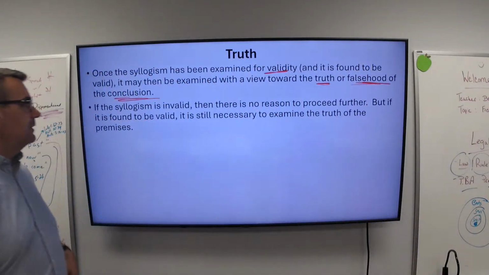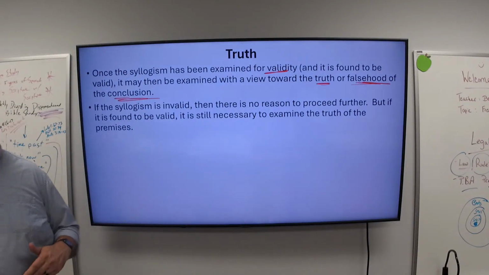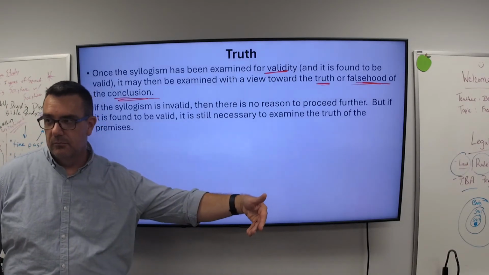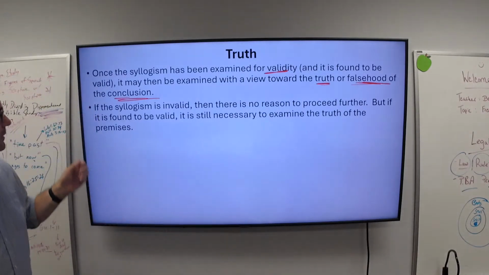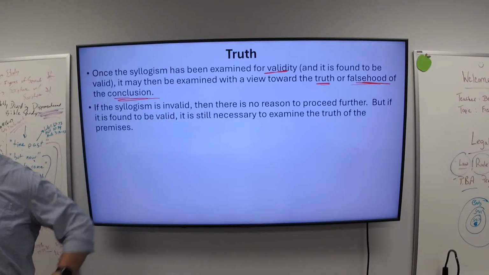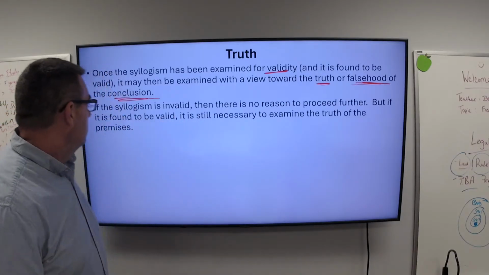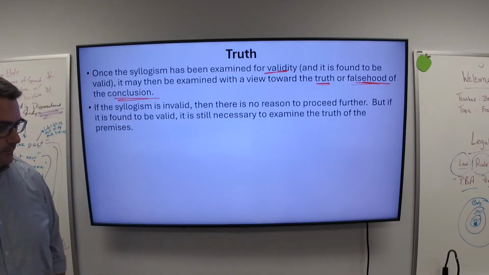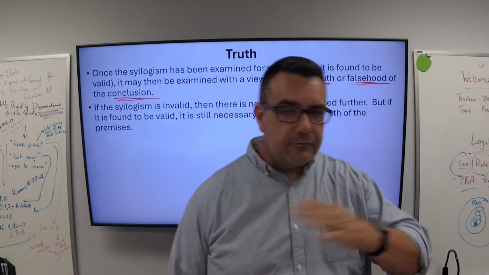If the syllogism is valid, then there is no reason to proceed further. So if you determine that the syllogism is valid, then does the conclusion have to be true? Not necessarily. Did I say it wrong? I said valid. I'm sorry. If the syllogism is invalid, then there is no reason to proceed further because we know it's not what? Not valid. It's not true. Okay? But if it is found to be valid, it is still necessary to examine the truth of the premises.